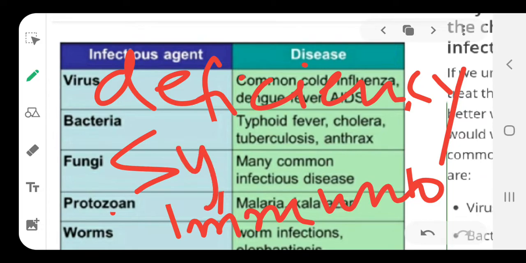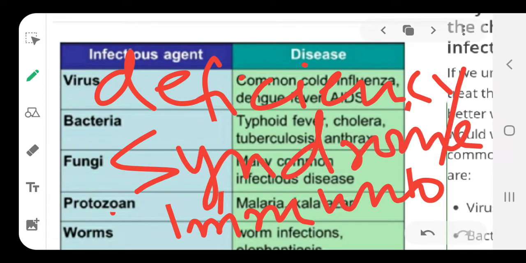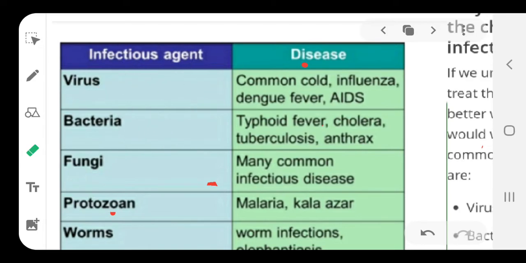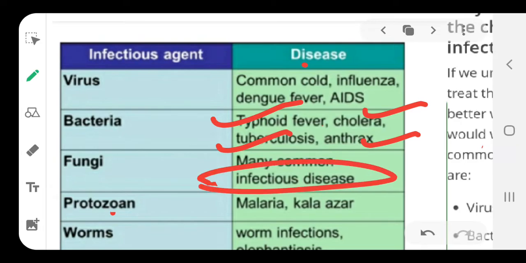So, you should know the full form for this, acquired immunodeficiency syndrome, for which HIV stands, okay, known to you. Then for bacterial infection, we have typhoid fever, cholera, tuberculosis, anthrax, which we have just seen in the earlier slides. Then fungi cause many diseases which are infectious. Then protozoa, such as malaria and Kala-Azar.